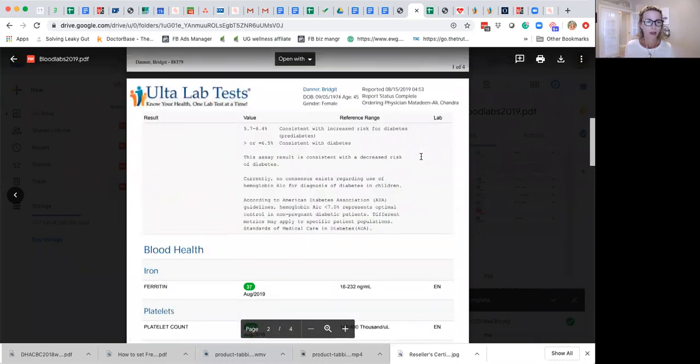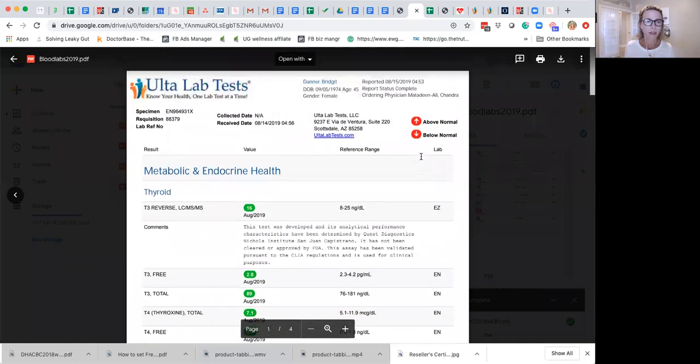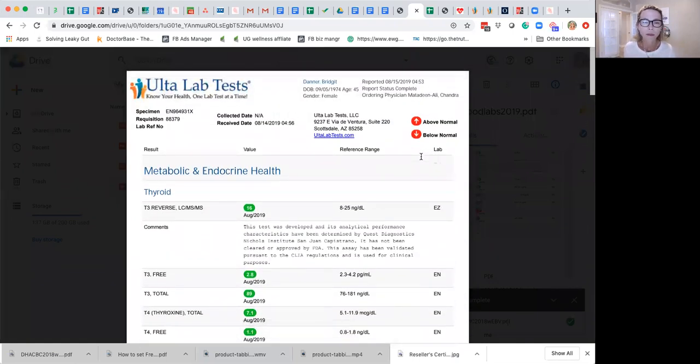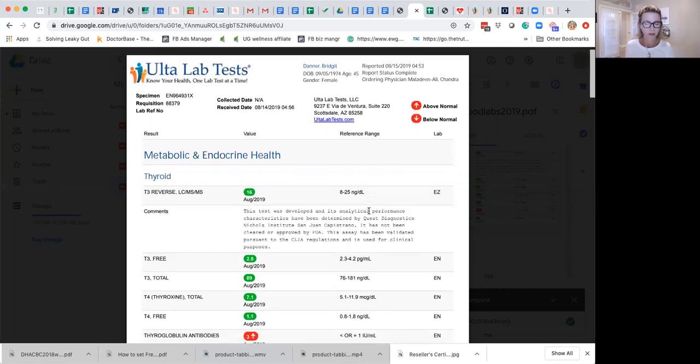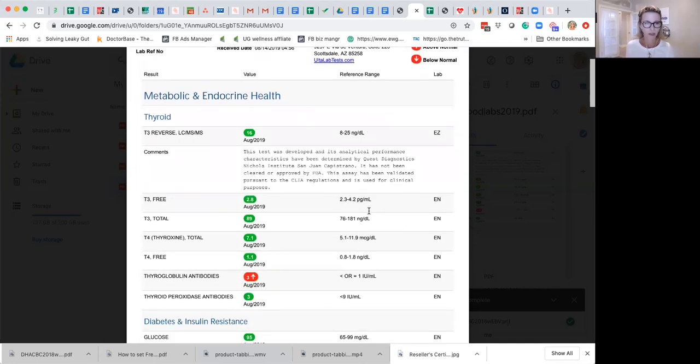But this is my lab test from, when was it run? August of 2019. So as we were rolling out our first blood testing service, I ran it myself to make sure it all was working smoothly. And so this gives me a good way to show you everything that we test for. At the top here, you're going to see our thyroid panel and what's in it: free T3, total T3, free T4, total T4, thyroid antibodies, and reverse T3.